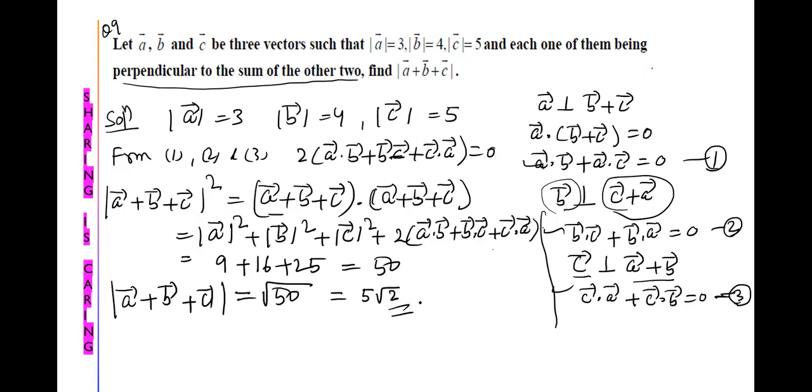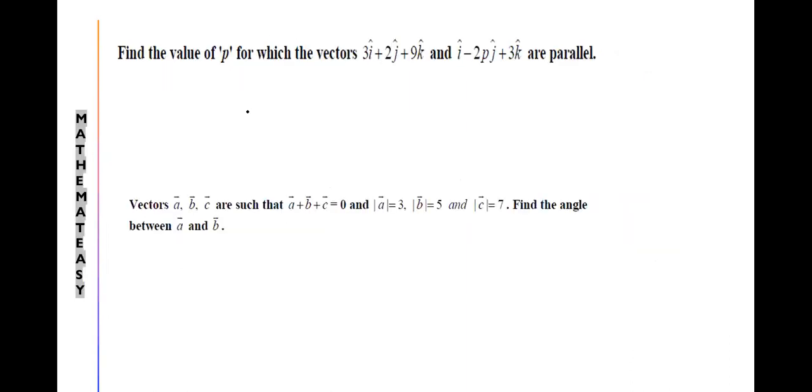Okay, so is it clear? Next question, as we are towards the end of this class. Question number 10. This question can be given for 1 mark also, even it is very short, or maybe 2 marks. Find the value of p for which these vectors are parallel.